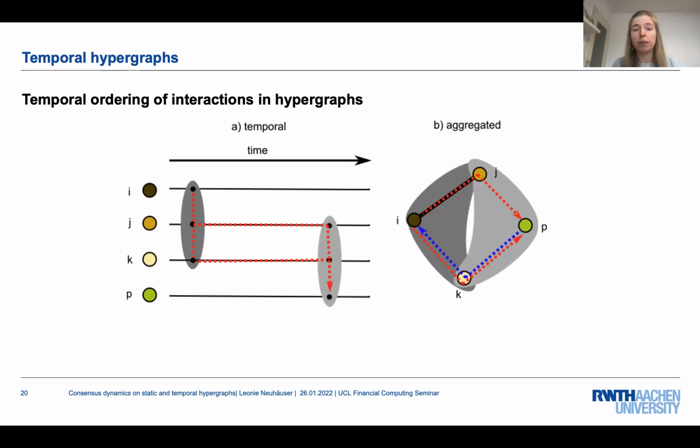So what are possible higher order effects of temporal interactions? Temporal ordering can influence the dynamics, which is true for temporal networks, as I already said, but also for more general topologies such as hypergraphs. And I just want to give you a small example of where that might be coming from.